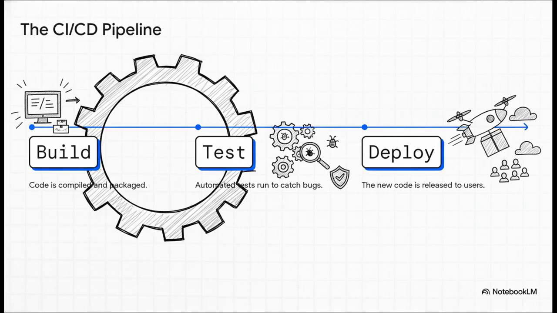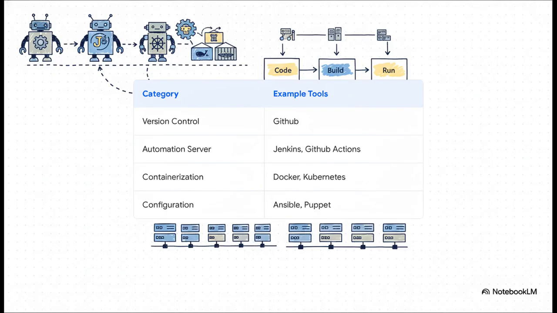CI is for continuous integration, and CD is for continuous delivery. The moment a developer saves their new code, this automated assembly line just kicks into gear. It automatically builds the code, runs a whole bunch of tests to look for bugs, and if everything looks good, it deploys it out to users, sometimes in just a few minutes. It's amazing. Of course, this superhighway is powered by an incredible ecosystem of tools.